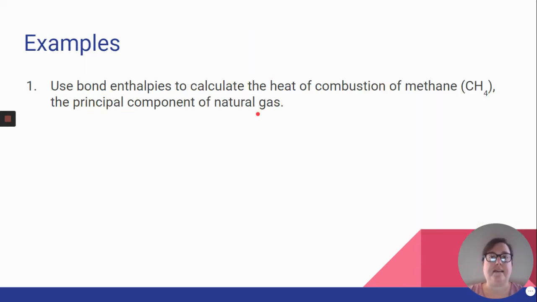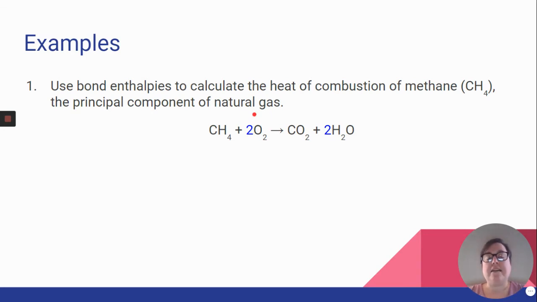So let's look at an example. We're going to do 3 examples. We have CH4, methane, and it's combusted. So we need to first write the reaction, and then we need to balance that reaction. So the carbon is balanced. Hydrogen, we would then need to put a 2 in front of the water, which gives us 4 oxygens. So we would need 2 oxygens as well. So there's our reaction balanced.